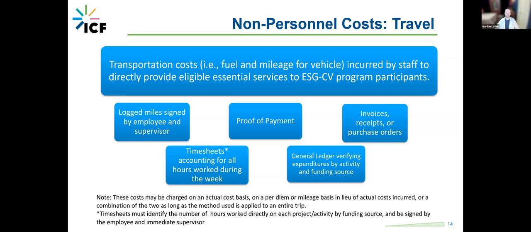For timesheets, you have to identify the number of hours worked directly on each project and activity by funding source. And the timesheets do need to be signed by the employee and the immediate supervisor. It sounds like a lot. It's not really much more than a timesheet would be. The key takeaway here is that you need to be really specific about mileage. So what did you do? When did you do it? And everything has to be signed by the person who did it and their supervisor to establish custody of activity and approvals.